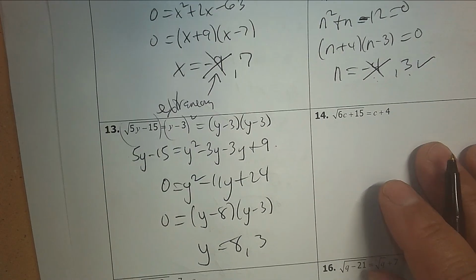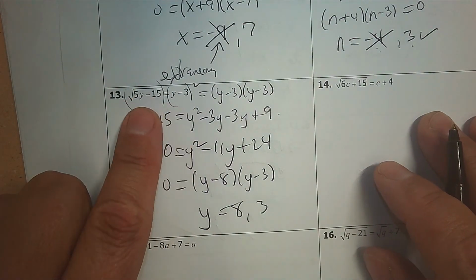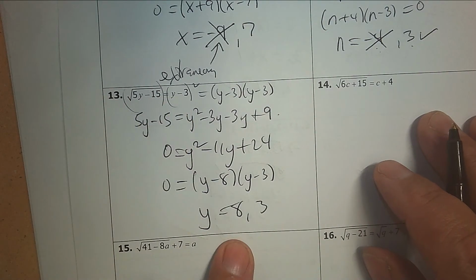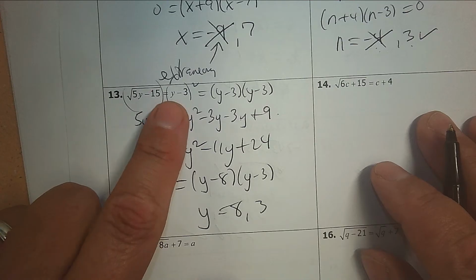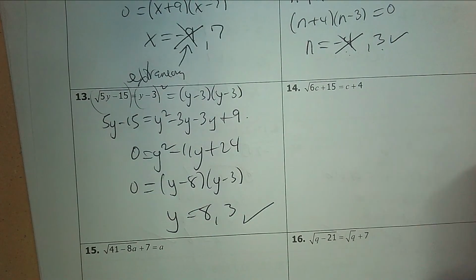So when I plug in 3, 3 take away 3 is 0. You can have the square root of 0 equals 0. Can't be negative, but it can be 0. 8 also gives you a good answer. It's a positive number on the right side. Both are good solutions.